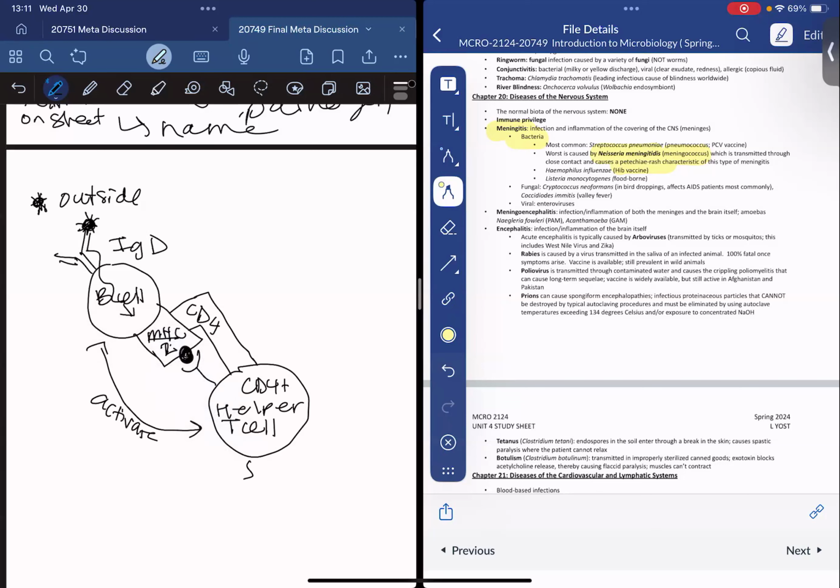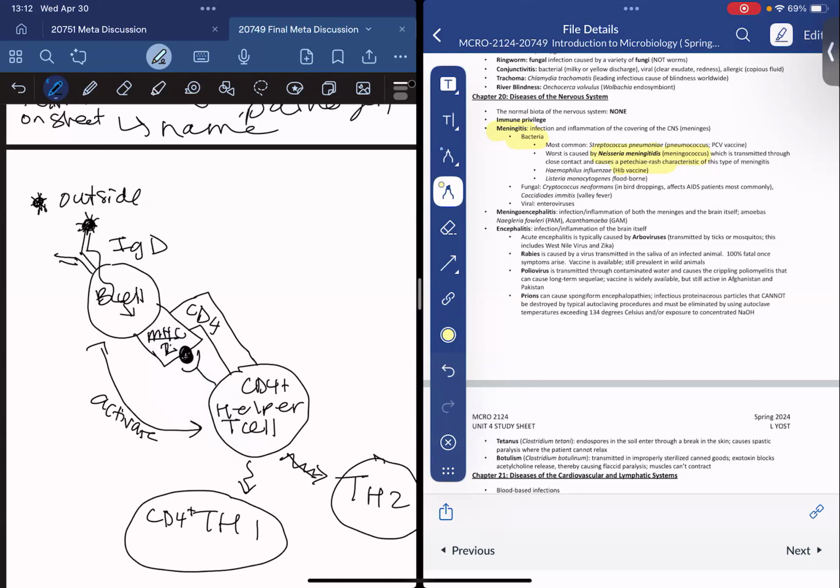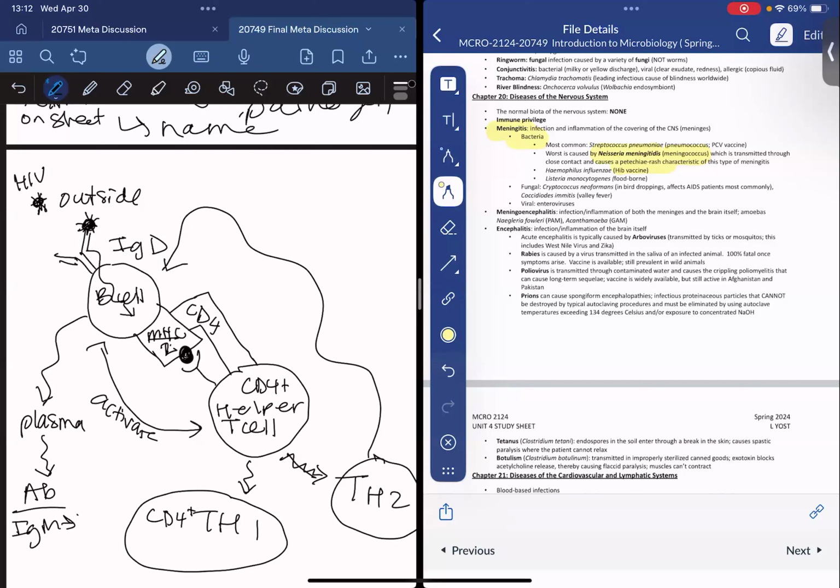And then this CD4 helper T cell will make a couple of effector cells, TH2 and TH1, still CD4 positive. Then these guys will come back over here and activate the B cell, which will then make a plasma cell, which produces antibody. First IgM, and then it'll switch to IgG because we've got a bloodstream infection.